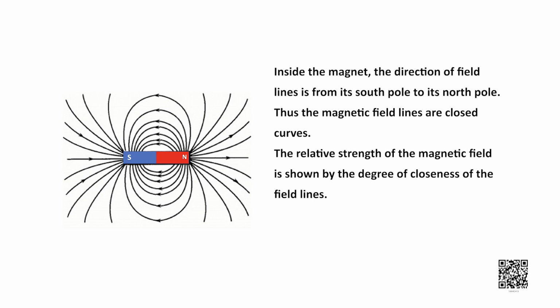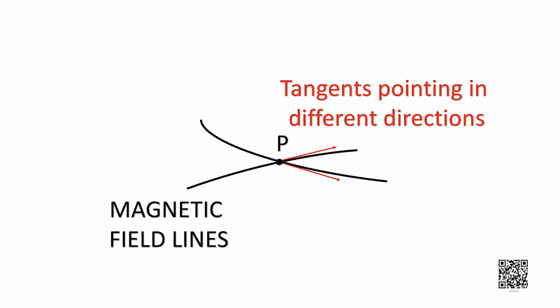The relative strength of the magnetic field is shown by the degree of closeness of the field lines. Remember, no two field lines are found to cross each other ever, because if they did, it would mean that at the point of intersection, the compass needle would point towards two directions, which is not possible.